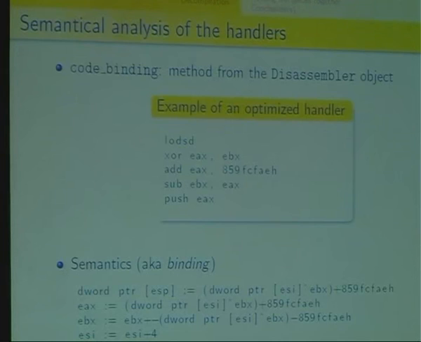To do this, we used the functionality that Yoann has presented to you, which is binding, and we added a method to Metasm to automatically compute the binding of a block of code. It means we'll automatically compute the semantics of a block of code. You have here an example. It's the same handler for which I showed you the optimization. And using the code binding method provided by Metasm, we are able to automatically compute its semantics. The semantics is a set of symbolic expressions that encode all the effects of this basic block.